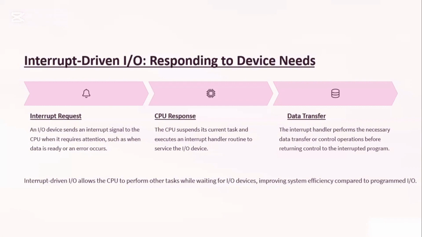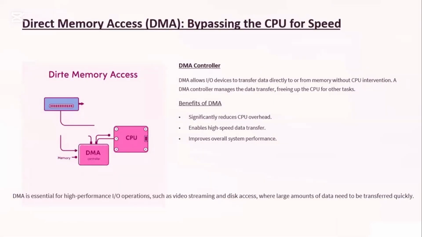My colleague will take the next slide. Direct memory access, that's the DMA, bypassing the CPU for speed. The direct memory access controller allows input and output devices to transfer data directly to or from memory without CPU intervention. A DMA controller manages the data transfer, freeing up the CPU for other tasks.